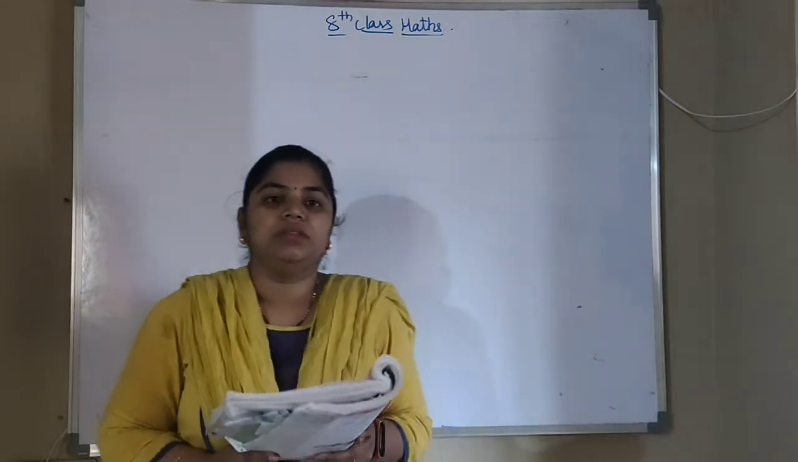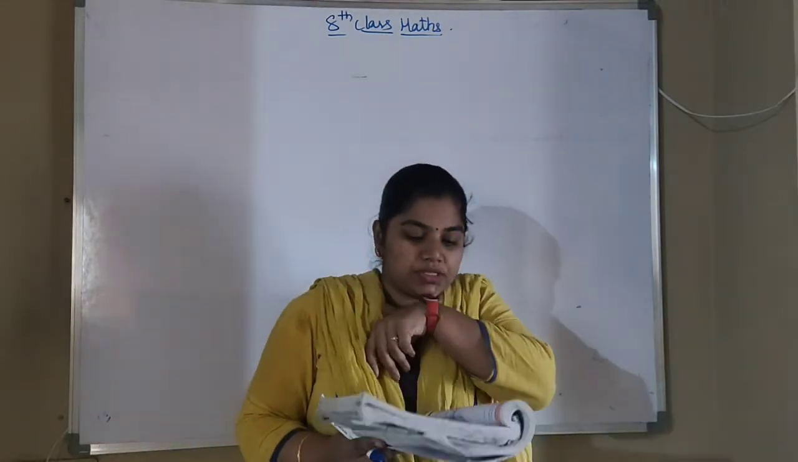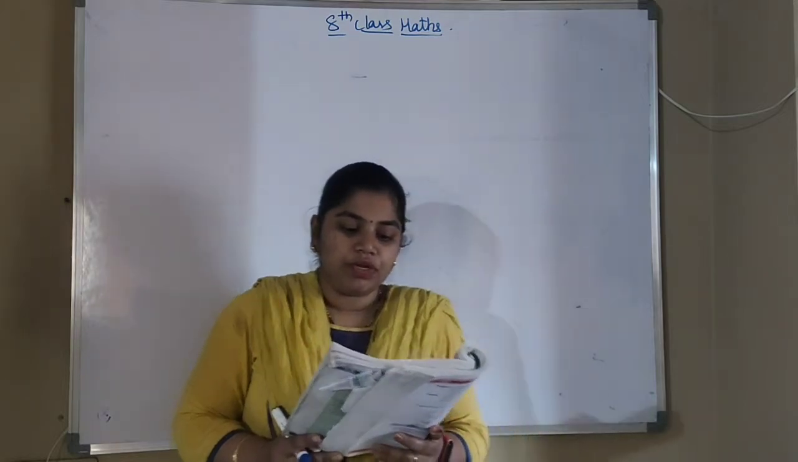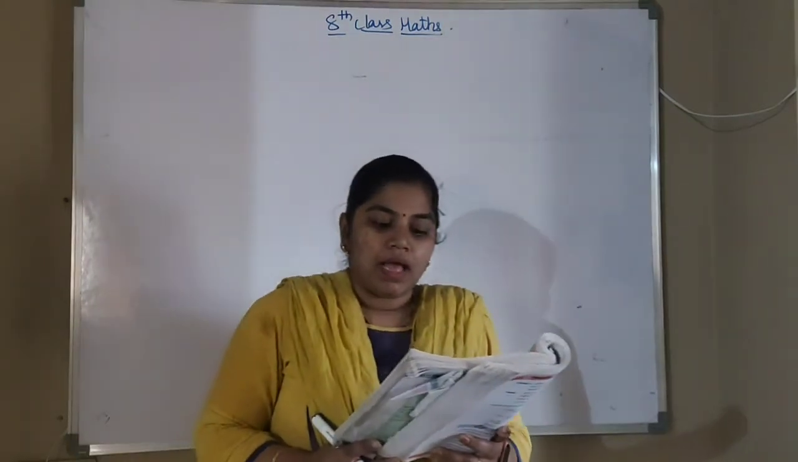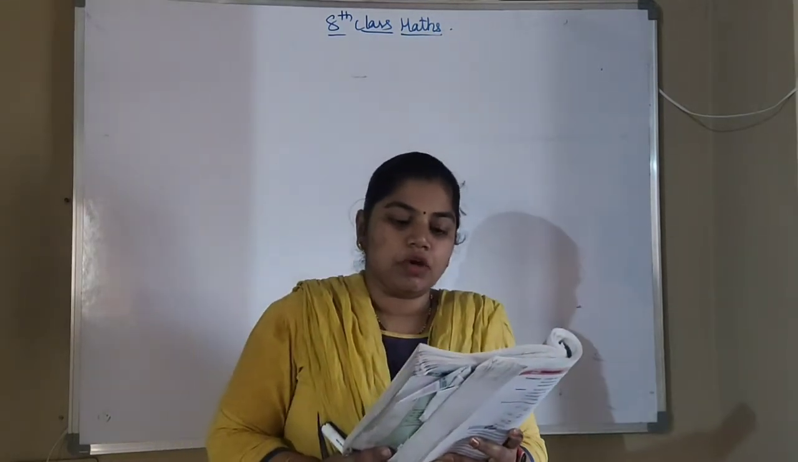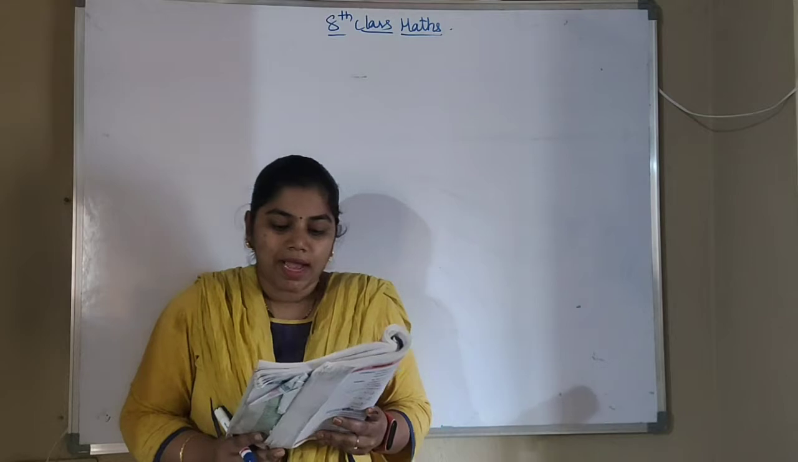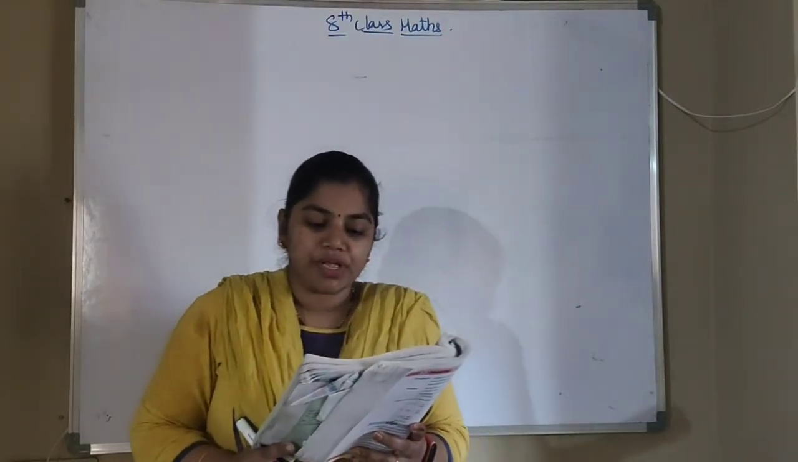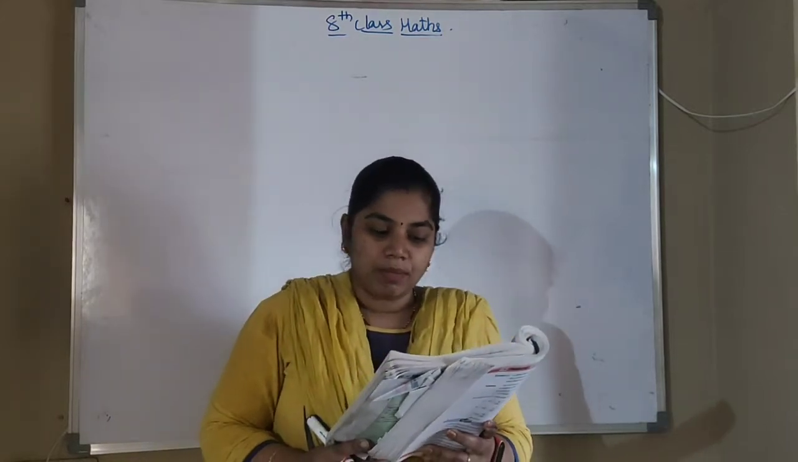So borrowed is nothing but the principal value. So principal is how much here? 12,000 rupees. And what is the rate of interest? That is 6% per annum. Simple interest for 2 years. Here time is how much? 2 years.